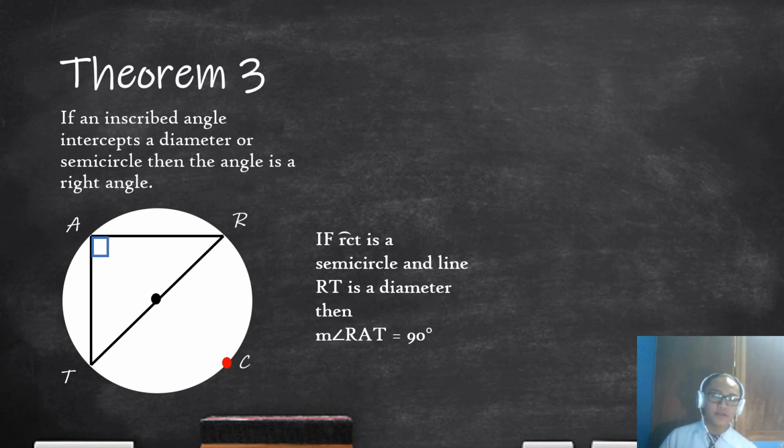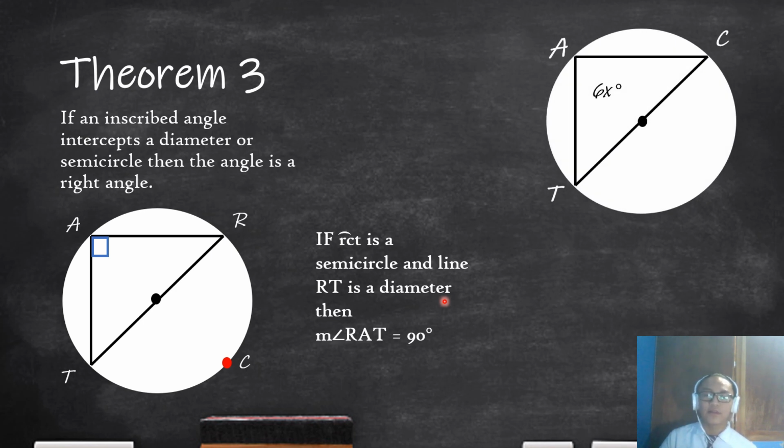So it is basically shown here that since it has the diameter RT, the line here RT is our diameter, and we have our arc RCT. Both those combined is a semicircle, which is 180 degrees. And this angle RAT combined with line RT, or the diameter, is a quarter circle, which is 90 degrees.